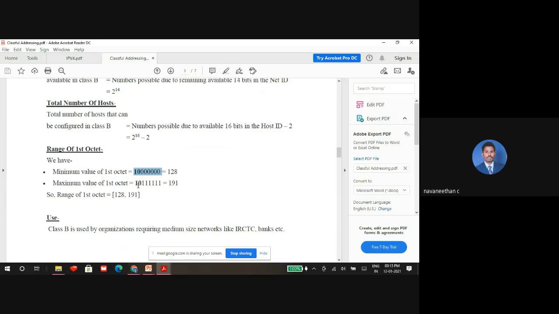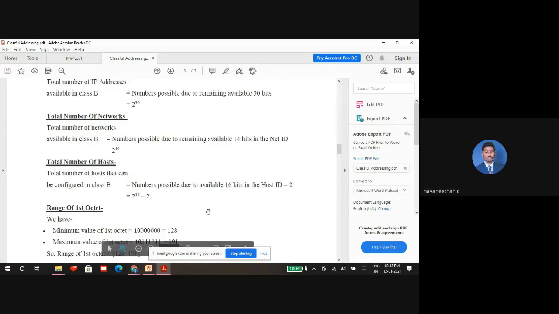Similarly, for the maximum value of the range, instead of putting all values as 0, just write all values as 1. Okay. Just calculate the 8-4-2 combination. The value will be 191. So what could be the range of the first octet? 128 to 191. Clear? Any doubts? Any doubts for class A, for class B?